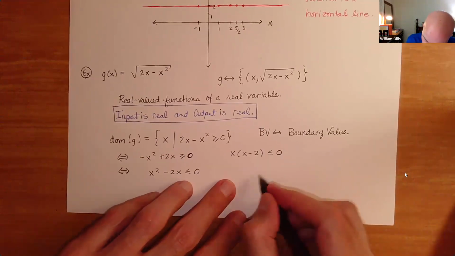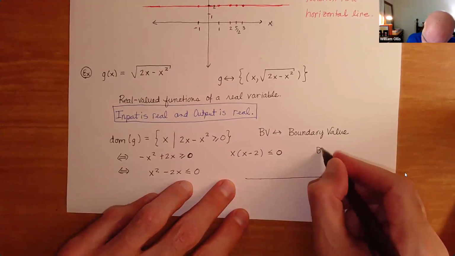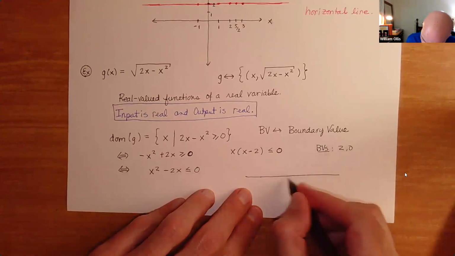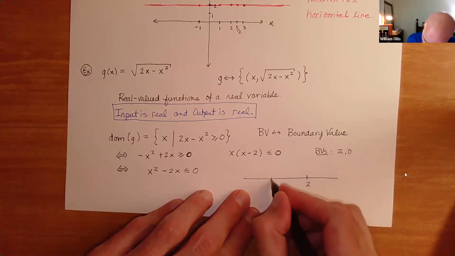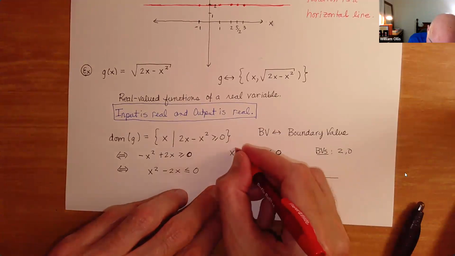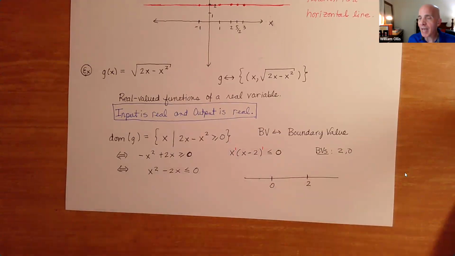So let's go ahead and plot our BVs. So I'll just write them here, BVs, 2, and of course 0. So we have 2 and we have 0. And of course, as I've said before, these all occur to the first power. So now we have what we call a multiplicity of 1. And so at the 0, we would know that the sign of the function would necessarily change. That is, the graph would have to cross the x-axis.